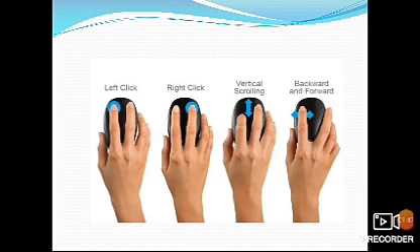Now single click is used to select an object or a document on the computer screen. If you want to select a document or object on a computer, then you will do a single click. When you want to open a file or a document, you have to do a double click. So these are the different actions of a mouse.